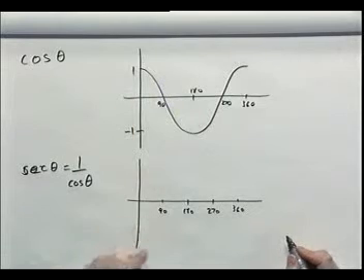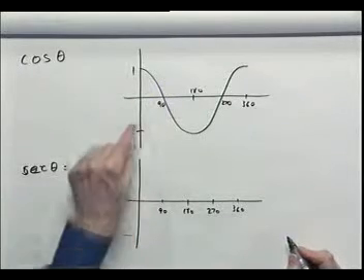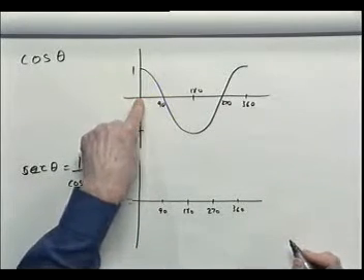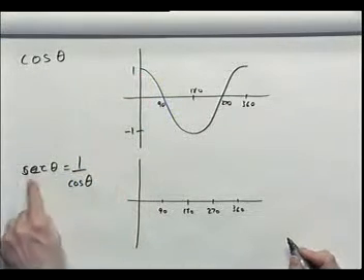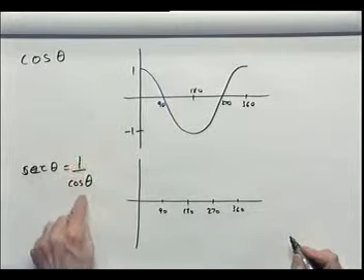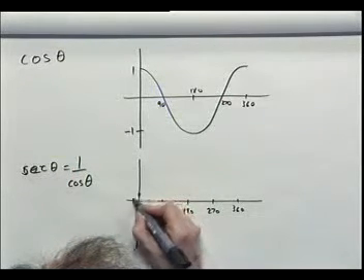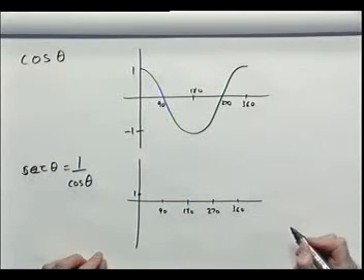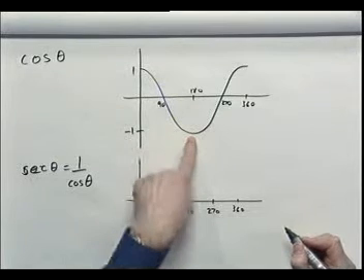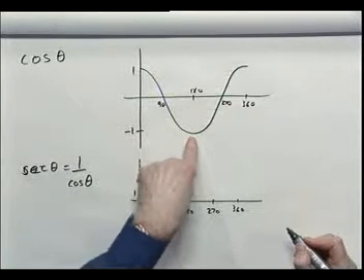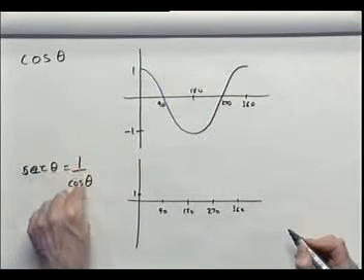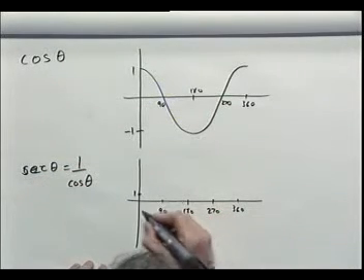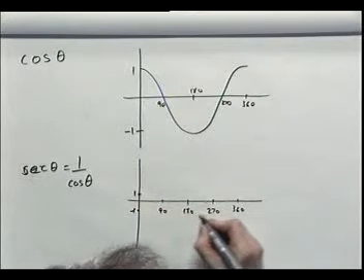So again, let's mark some points. Here, when theta is 0, cos theta is 1. So sec theta is 1 over 1, which is 1. So we'll mark the 1 there. Here at 180, cos theta is -1. So sec theta is 1 divided by -1, and so we'll mark -1 here.